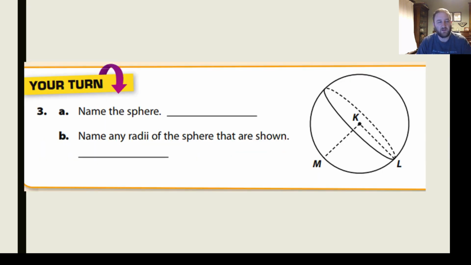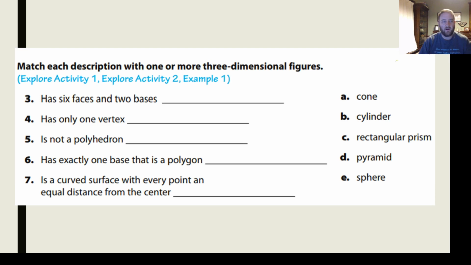All right, so here's a your turn. It says name the sphere, and then name any radii of the sphere that are shown. Real quick, just see if you can name these on your own. Name the sphere. How would we name this sphere? Okay, if you said sphere K, you would be correct. Right? We name it by the central point. So this is sphere K. Part B, name any radii that are shown. What radii do you see? Well, if you said MK and KL, you would be correct. Okay. All right, next example.